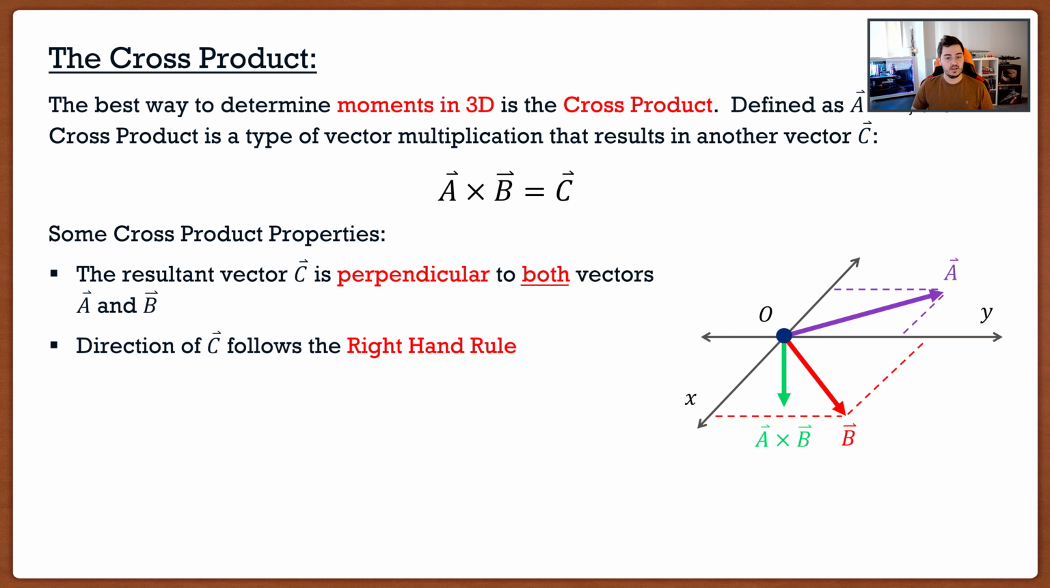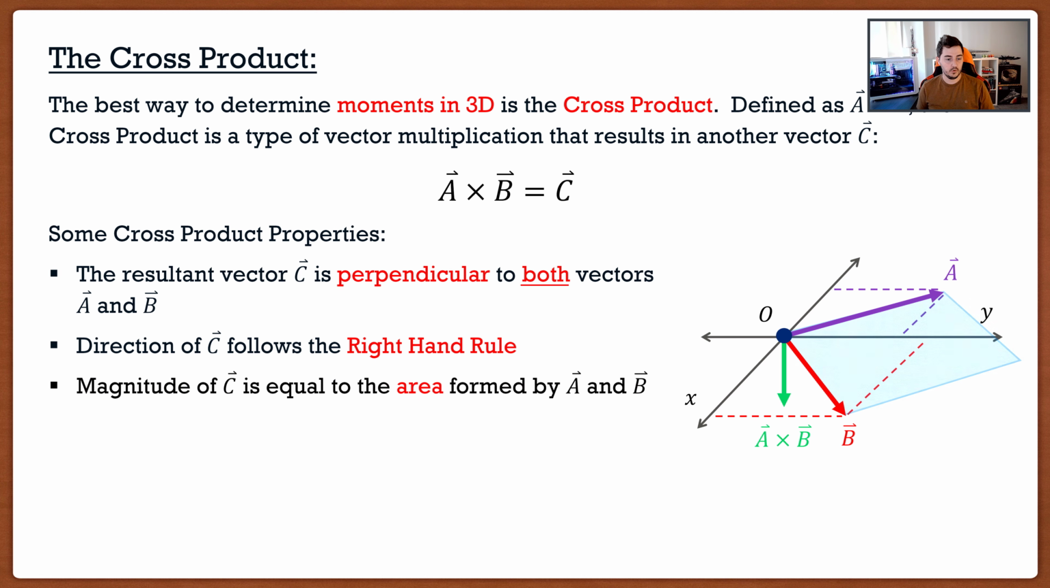Another thing is the direction of C follows the right-hand rule. You may be looking at that and saying, Clayton, why is it going downwards and not upwards? Well, this cross product follows the right-hand rule. If I want to determine the direction of that vector, what I actually have to do is go from A to B. So in this case, I go from A, I curl over to B, and as you can see, my finger is pointing downwards.